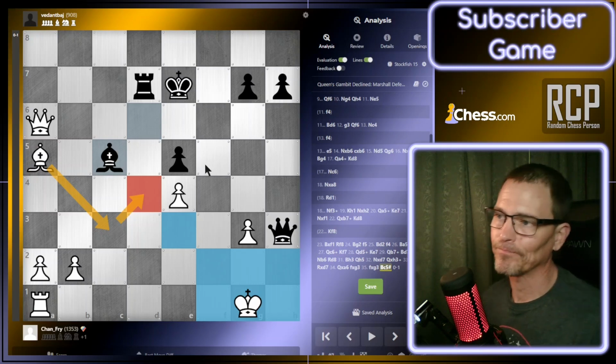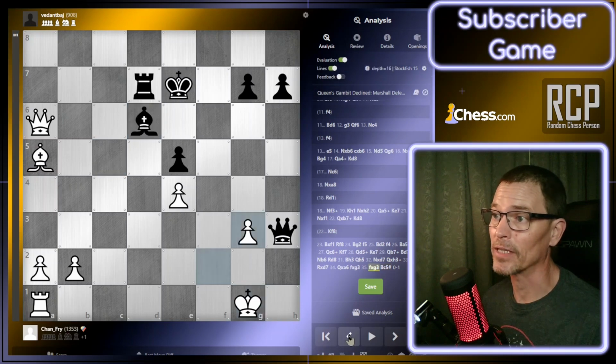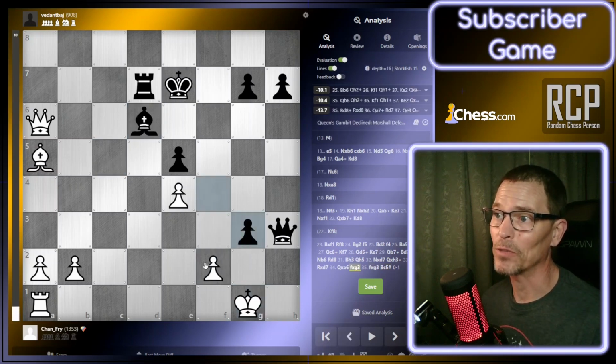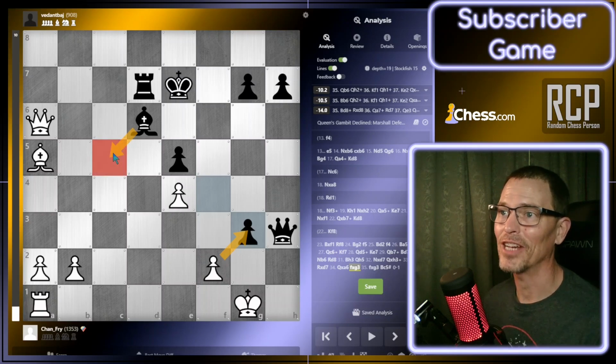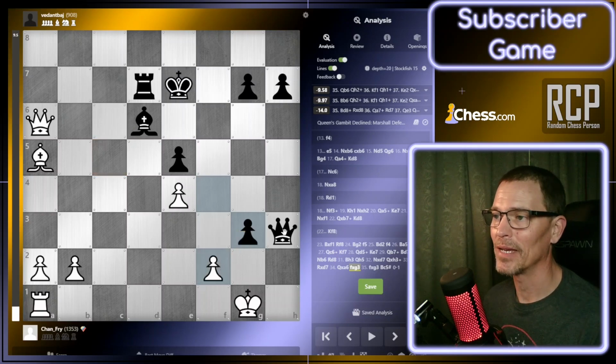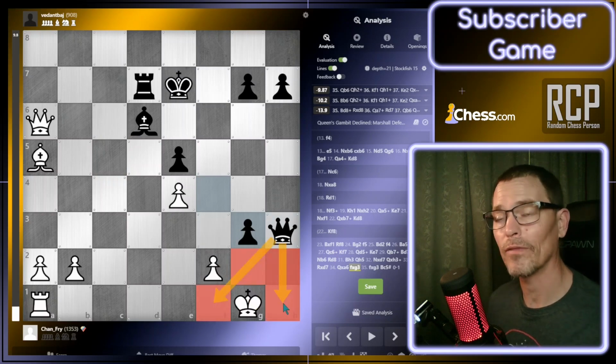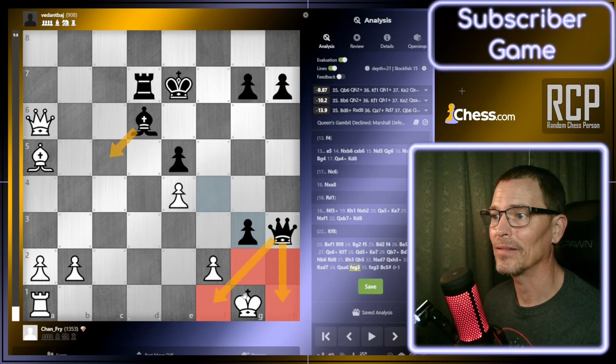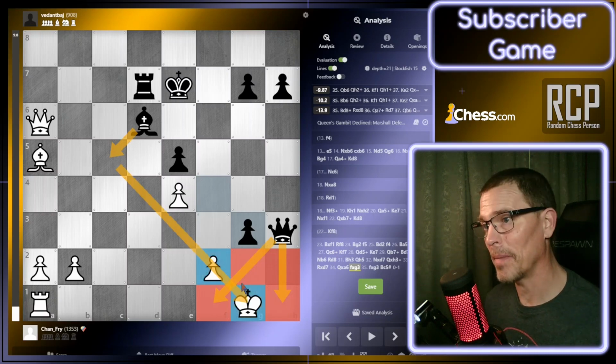But here, one thing I should have learned is to look for checks. Because once that pawn moves, you have this check. If I don't move that pawn, you don't have that check. But I moved the pawn, so it was mate. Also, I need to pay attention to which squares are cut off from my king. And that, I think, clearly would have indicated to me that mate was coming here.